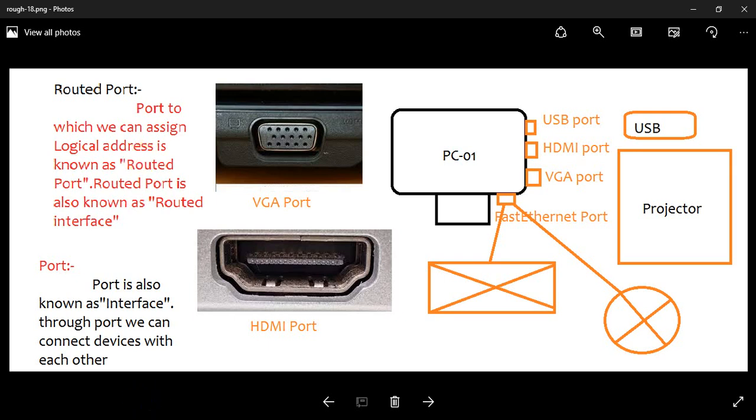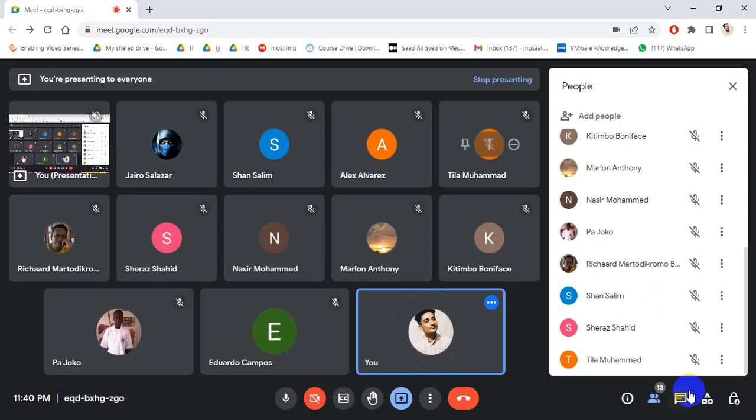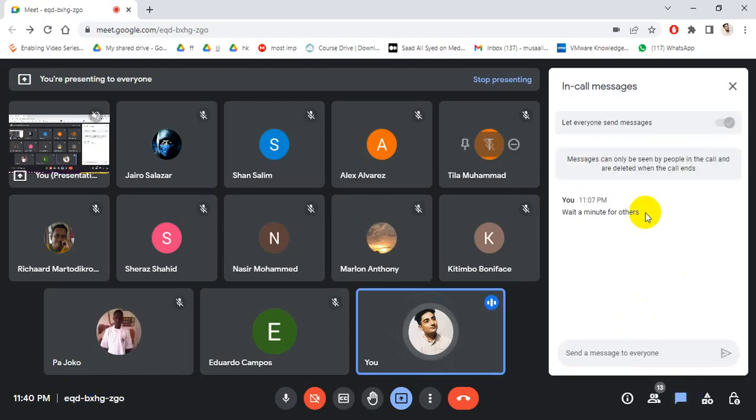Let me wait in the chat box for your answers. If someone asks you what is a non-routed port, what would be your answer? Who will answer quickly? I'm giving you 30 seconds to answer. Then we will proceed further. If anyone doesn't answer, it means that they don't know. What is meant by non-routed ports?